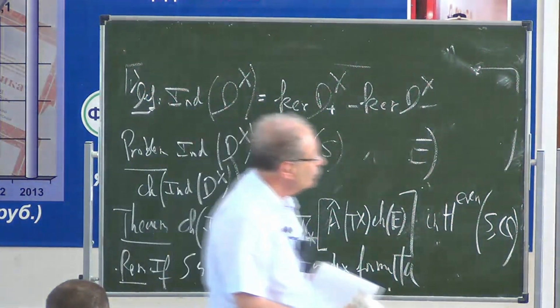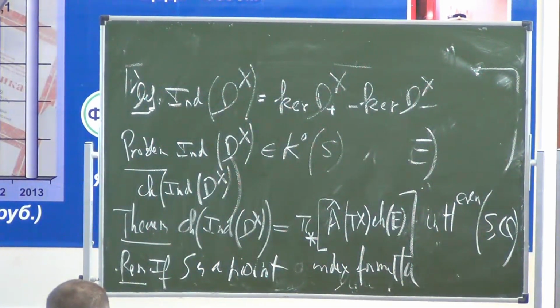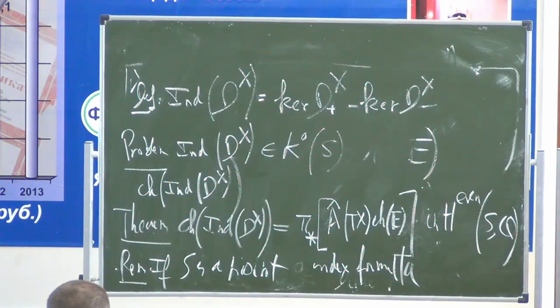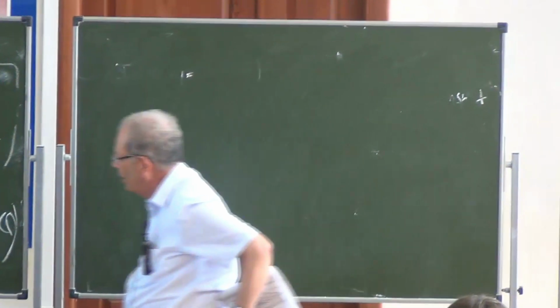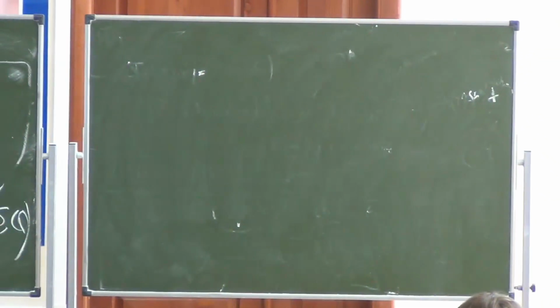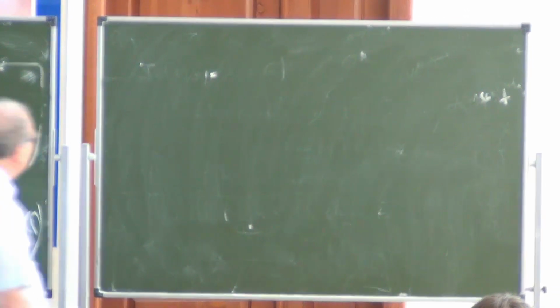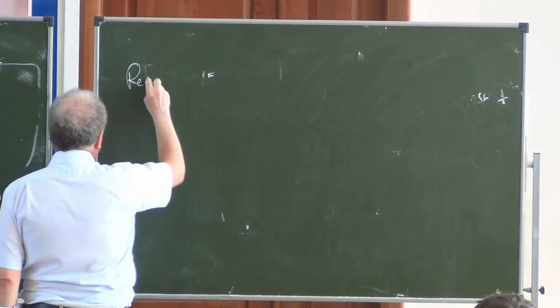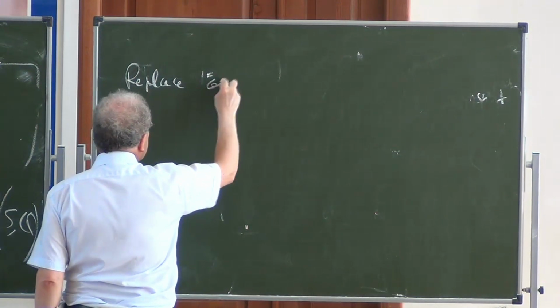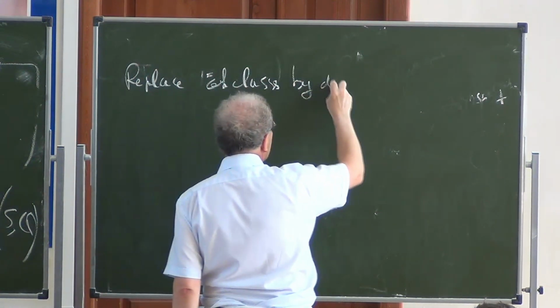Now, what we will show is how to prove a refined form of this identity, in which now really the local character of the index formula will be used. So in other words, the idea will be to replace cohomology classes by differential forms.